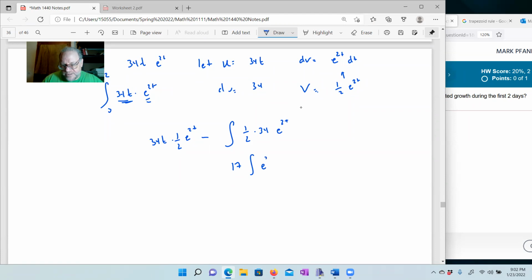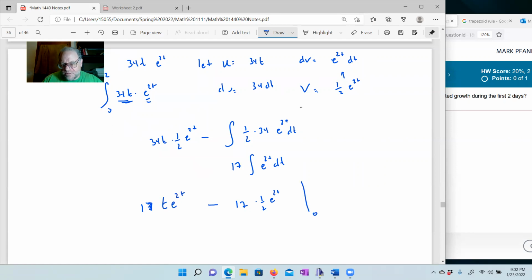Integral of e to the 2t. So this is 17 times 1/2 e to the 2t when I integrate this piece. This is dt here. Minus, and then we have 34 times 1/2, that's 17. T e to the 2t.